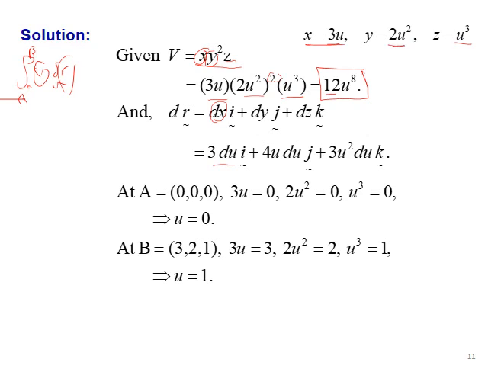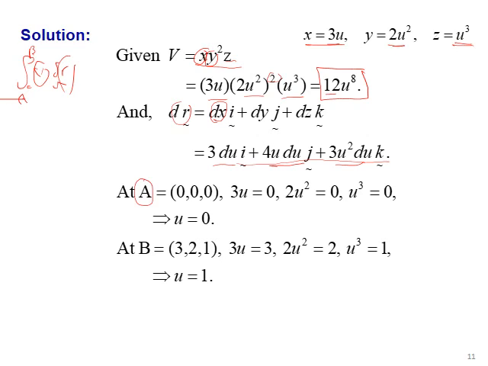Here y is 2u squared, so dy will be 4u du, as you can see here. And the same thing here, 3u to the power 3 will be 3u to the power 2 du. So dr becomes a function of u, no more x, y, z. Now what is left? The points A and B.